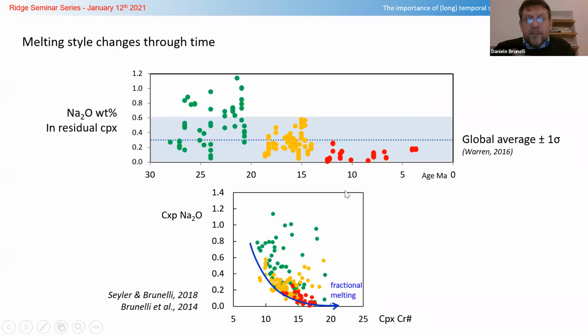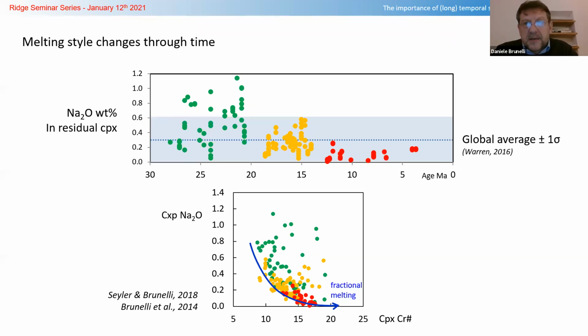So another point that we can discuss is what happens to the melting process itself. Does it change? We always assume that melting beneath the mid-ocean ridges is near fractional, but what happens when we are in a process of a mixed source containing different lithologies with different solidus? And this can be observed by using, for instance, the incompatible elements in the residual clinopyroxenes.